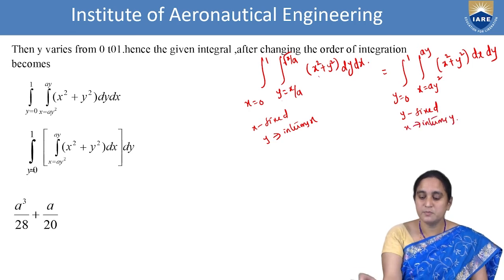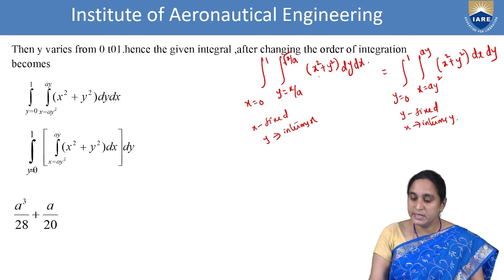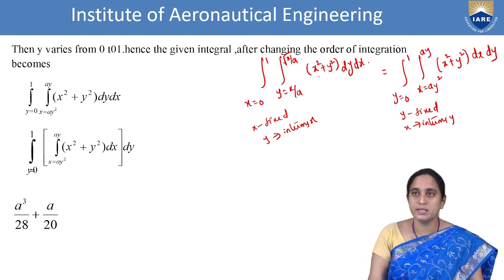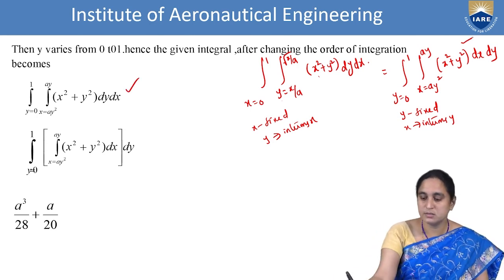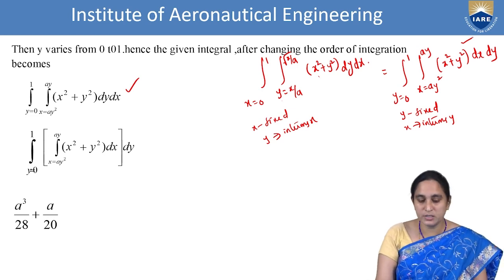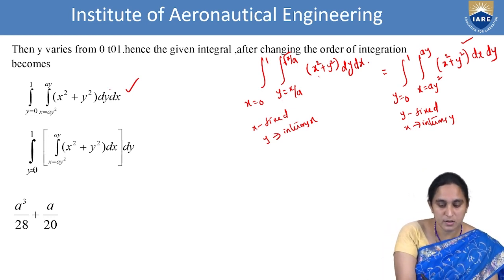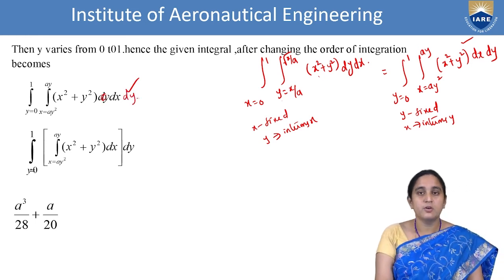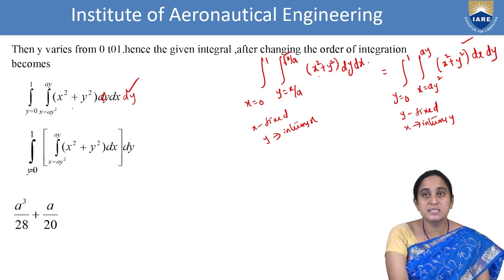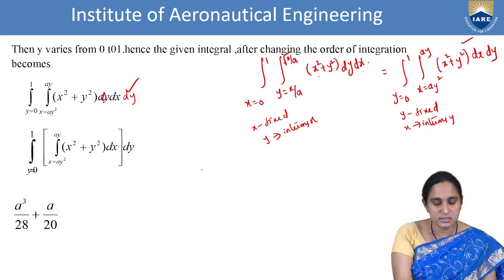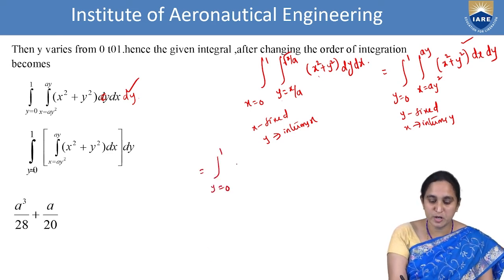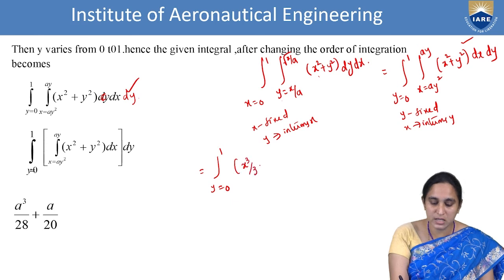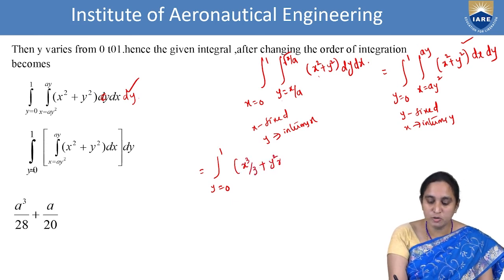Now I'm changing the limit points. Now integration first with respect to x, that is dx into dy form. That is x square plus y square integration with respect to x. I'll write that step: y is equal to 0 to 1, integration with respect to x is x cube by 3 plus y square into x.